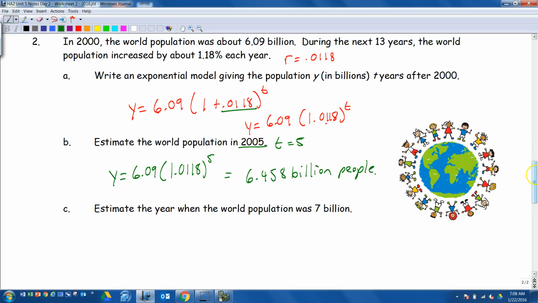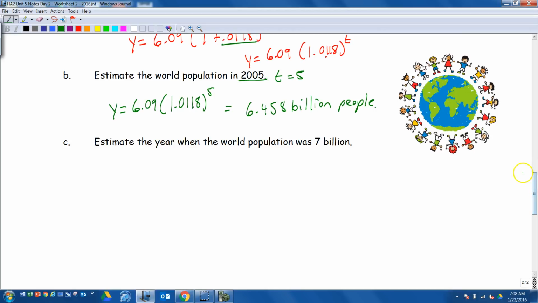All right, estimate the year. So this is different. I'm not asking when. I want to actually know during which year the population hit 7 billion. So this is again the same setup as the other one. My population, y, is now 7, and I'm solving for t.